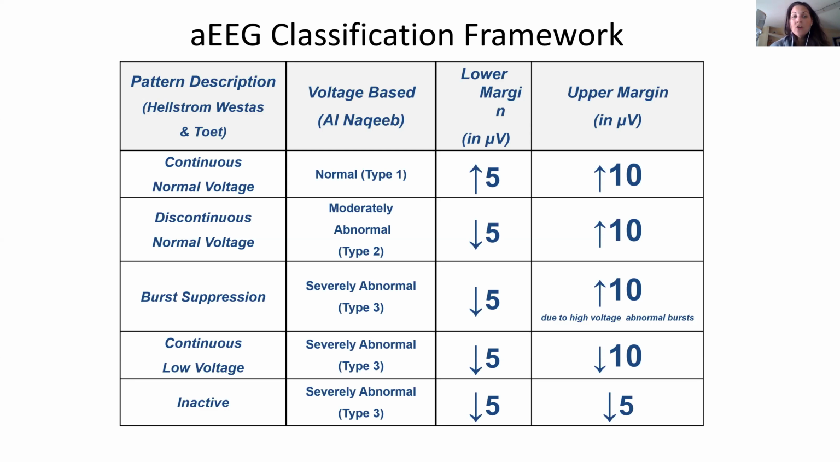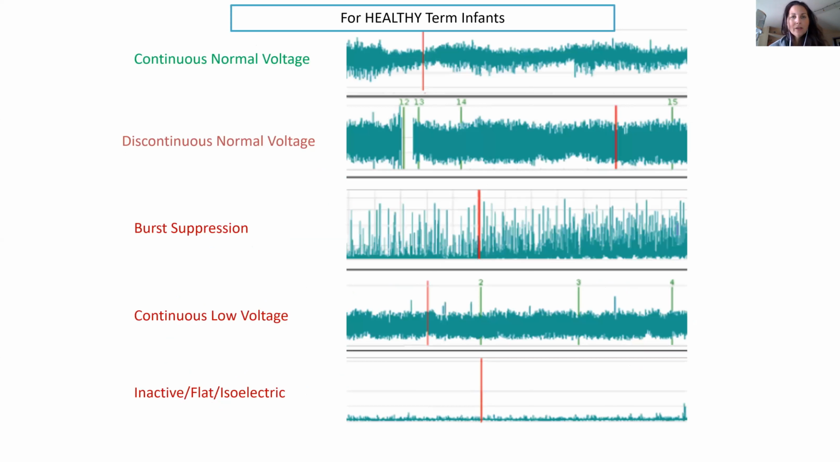And we know that for a normal background for discontinuous, we need this variability. It's not that it's so low and flat, because then that's when we start getting into that burst suppression pattern when it's so low and so flat in between. So we want that variability for discontinuous. And then we have, of course, our burst suppression, continuous low voltage, and inactive. Those are not normal no matter how old we are. So healthy term babies, continuous. And then we have discontinuous only when they're in sleep. And then we have burst suppression, low voltage, and isoelectric or flat are never normal.